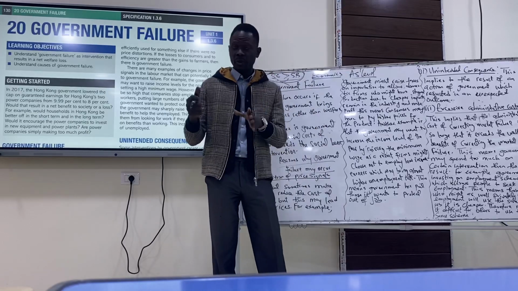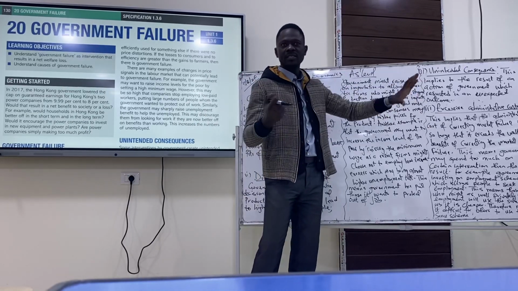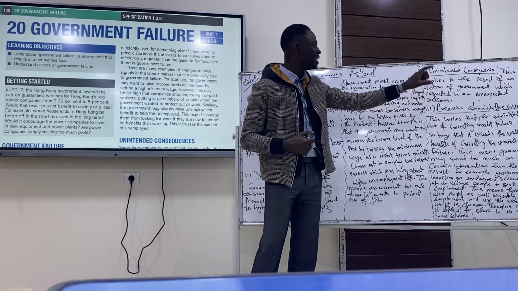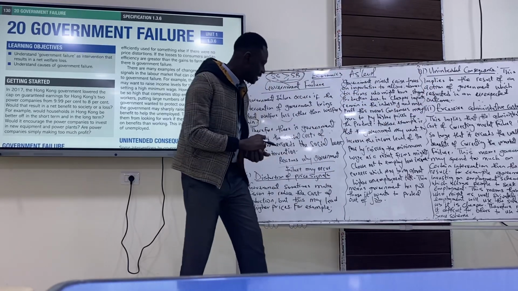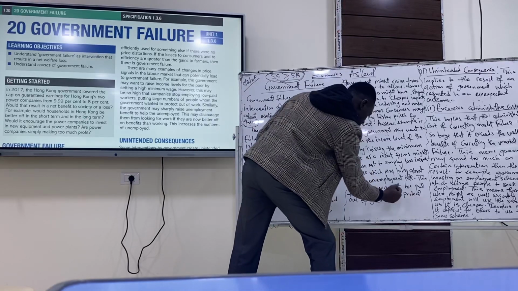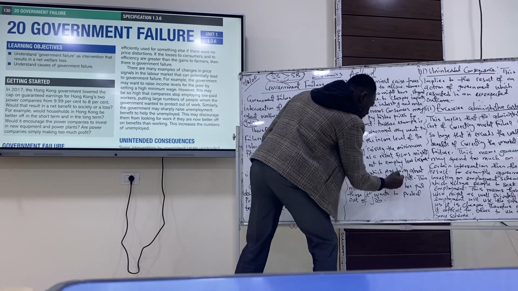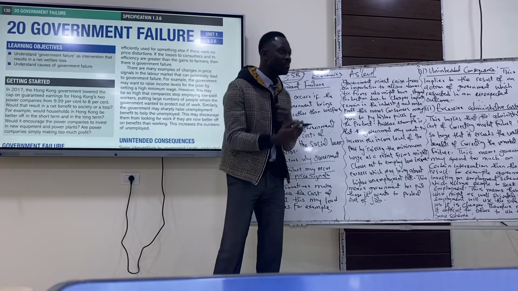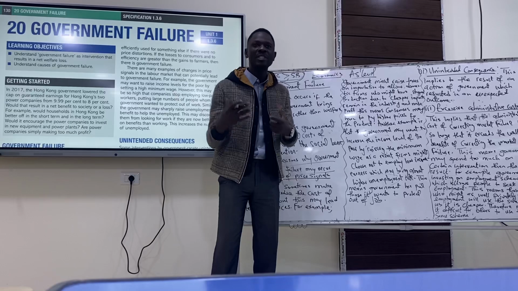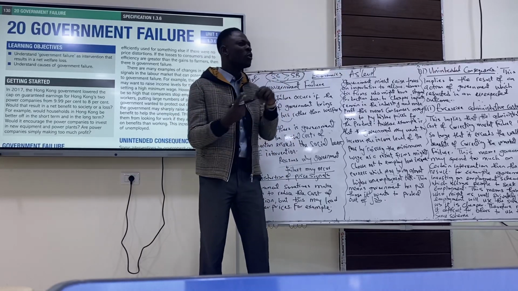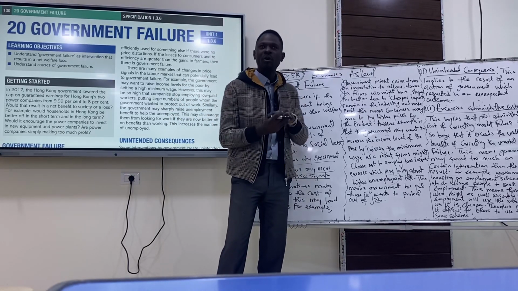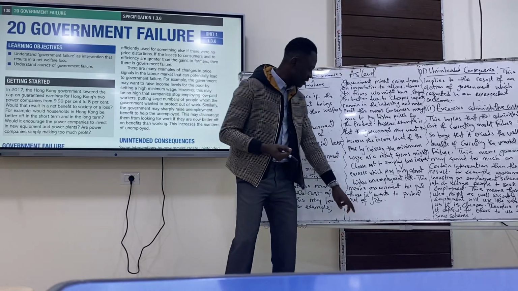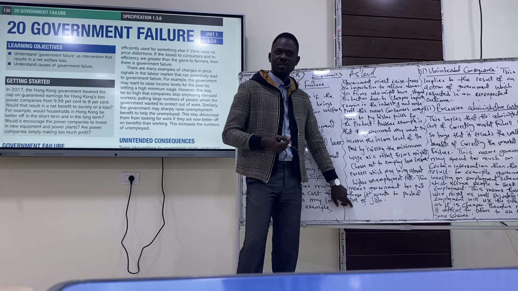The second one, unintended consequence. That's another way government could fail. Unintended consequence implies the result of an action of government which resulted in an unexpected outcome. Unemployment here. Government never thought about unemployment. It only wants to make the society a better place. It only wants to improve the living standards of the low-income earners, to improve the income of disadvantaged people in the society. But at the end of it all, the outcome is what? Unemployment.